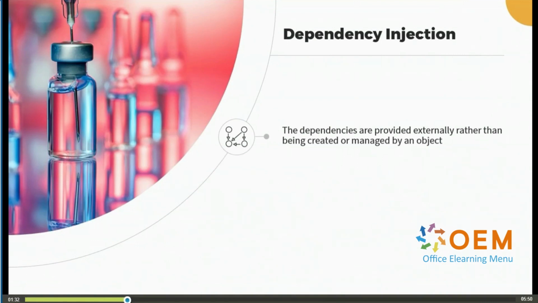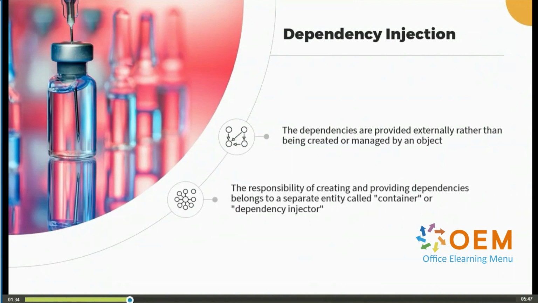When you use a dependency injection framework, the responsibility of creating and providing dependencies belongs to a separate entity. And this entity is typically referred to as a container or a dependency injector. So, individual classes in your code are not responsible for what they depend on. Instead, all of the responsibility is on this dependency injector.